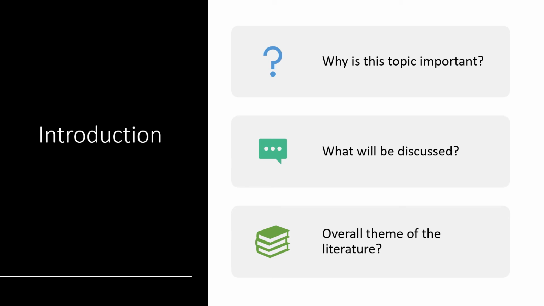Then you want to outline what will be discussed throughout the paper and the overall theme of the literature. So if there's something in common, you might look at the overall theme: is there a common thread that's being mentioned that affects human health or not? That sort of stuff can all go into your introduction.